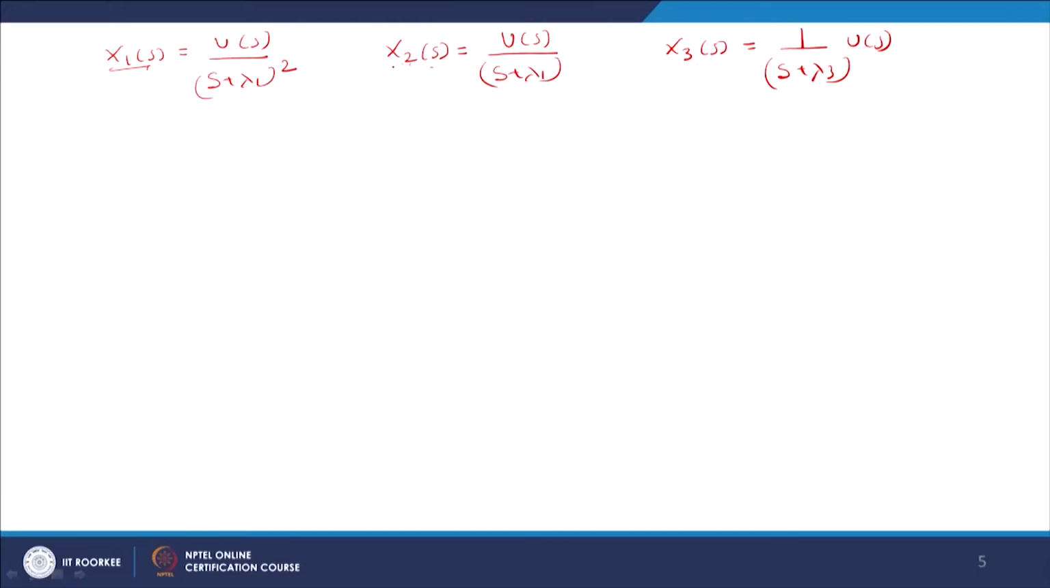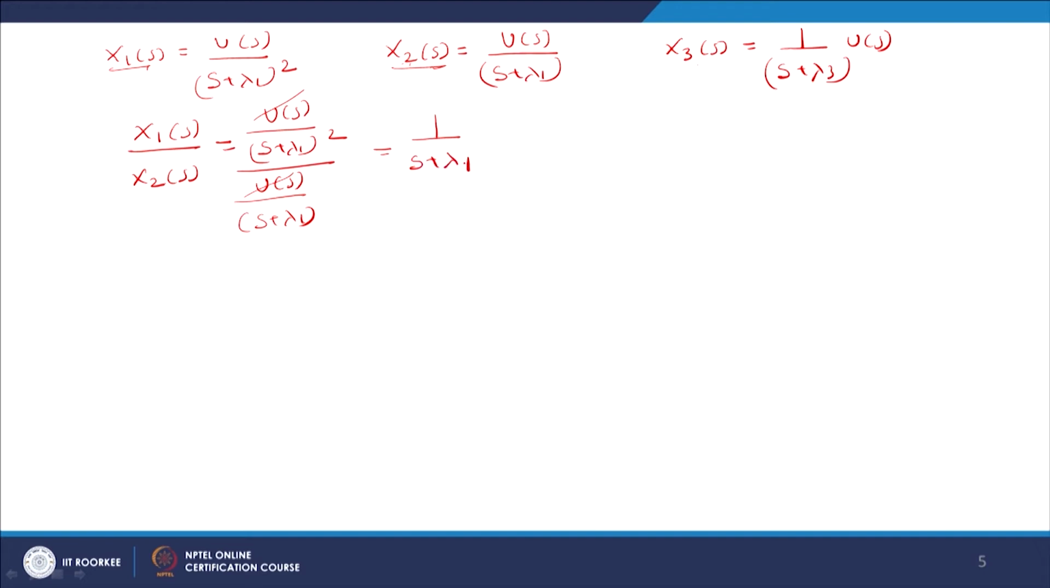Now, how to tackle this? One possibility is that we can divide x1 of s by x2 of s. If you actually divide it, what will happen? U of s divided by (s plus lambda 1) squared, divided by u of s divided by (s plus lambda 1). So, this u of s will cancel, and one term of s plus lambda 1 will cancel, and finally we will get 1 upon s plus lambda 1.